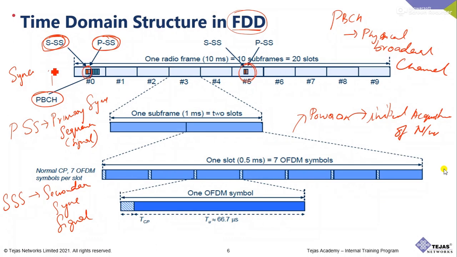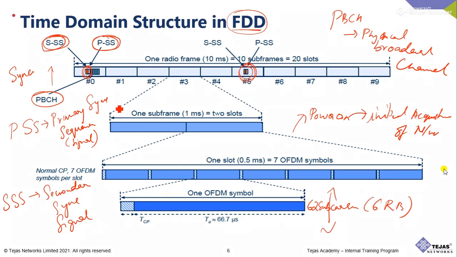Now, we have spoken only on the time domain. What about the frequency domain? In the frequency domain, it will occupy the middle 62 subcarriers, or in brackets we call it 6 resource blocks. I'll come to why it is done like this. If you know the answer, you can let me know, or else I'll come to this. I just want to finish PBCH first.